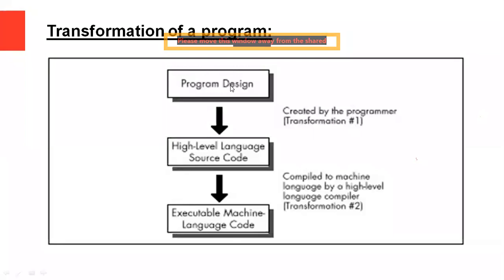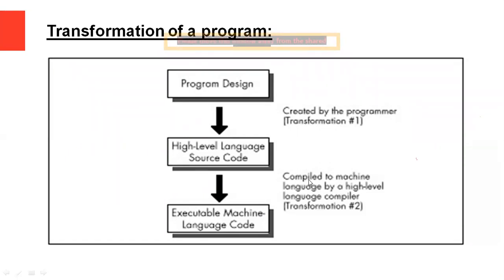Right. So program design can be generated by the programmers in the English language. So this is the transformation. Here programmers can write the program in a high level language, that is, high level language source code. Those high level languages can be converted into executable machine level language code. By using high level language source code, we can convert this high level code into executable machine language code.